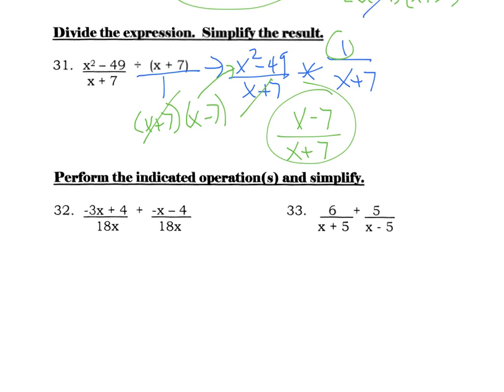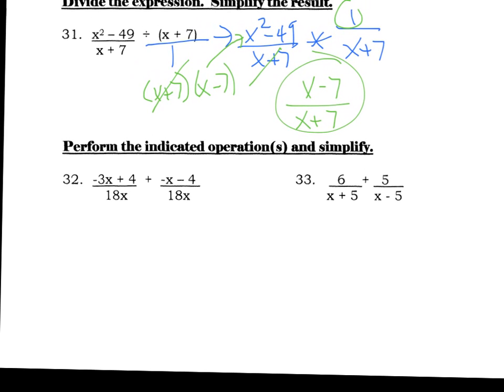Alright, so after multiply and divide, we'll look at some add and subtract problems. Number 32, this one is an example of adding and subtracting when you do have like denominators. So doing that's really, really easy. My answer is going to be over the common denominator 18x. And I simply have to add the numerators together, and that's just a matter of combining like terms. Negative 3x plus negative x is negative 4x, and 4 plus negative 4 is 0. So I don't even need to write that over there.